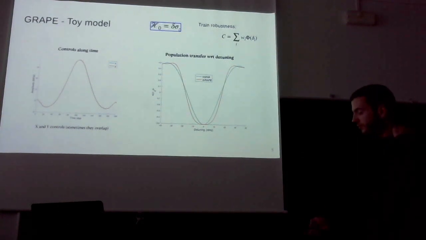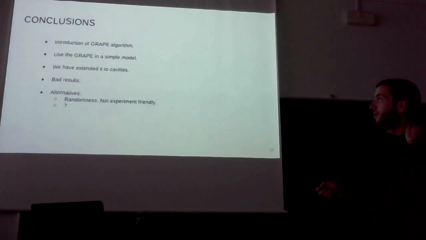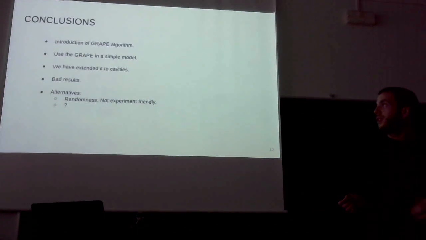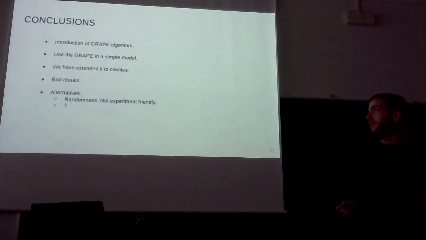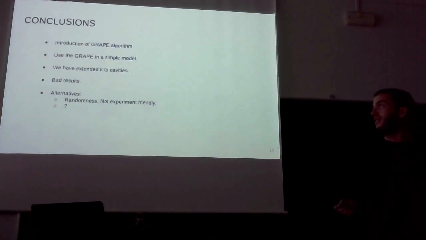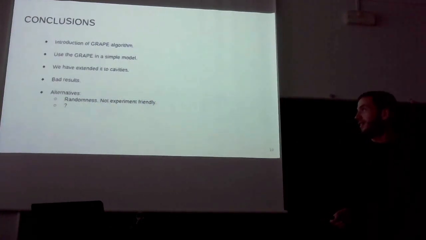Okay, I will continue. The conclusion: what we have done is introduce the GRAPE algorithm, see an example with a simple model, extend it to cavities, and see all the constraints that appear in those cases, and we have not obtained good results yet. An alternative could be adding some randomness, but up to now it doesn't give us experimentally friendly results.